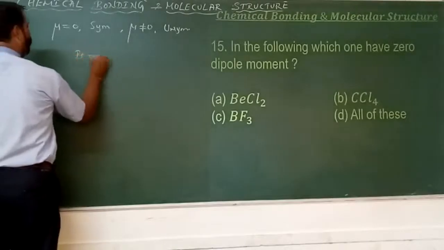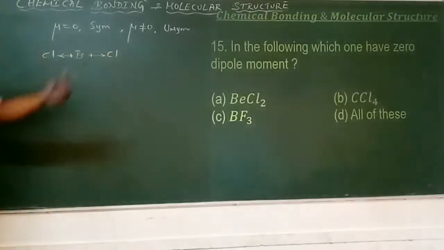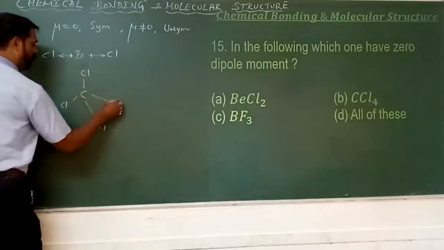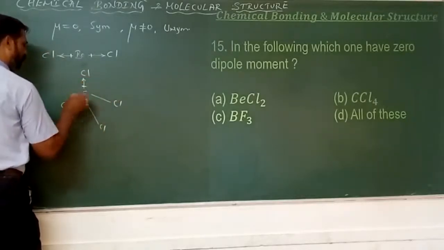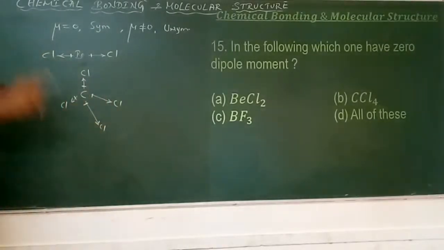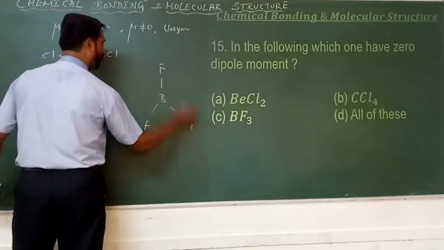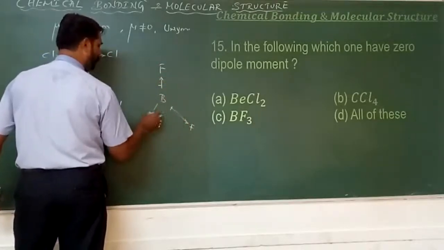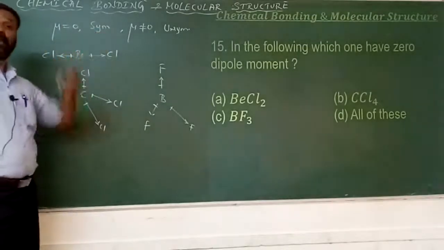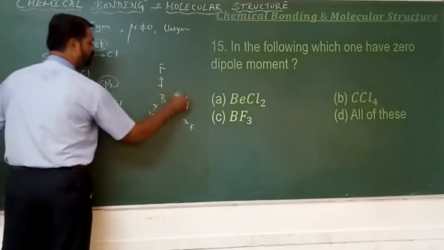Beryllium chloride is sp hybridized, then this one, CCl4. Again, the coordinate bond means the dipole moment is towards the more electronegative atom, that is called chlorine. Similarly, boron trifluoride. So here, all the three molecules are going to be symmetrical in nature. This is sp3 hybridized. This is sp hybridized. This is sp2 hybridized.